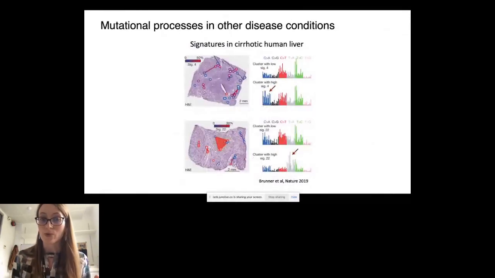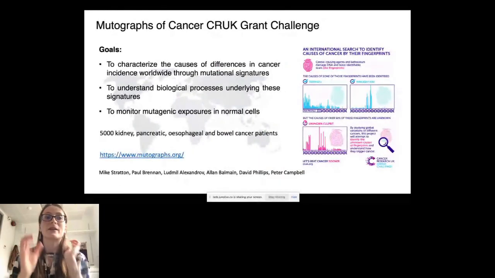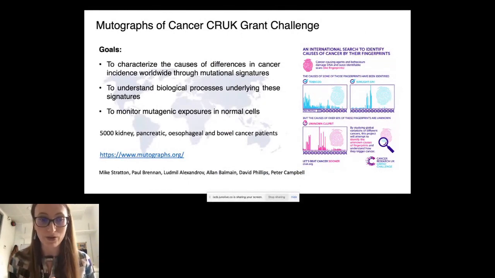We see mutational processes prevalent in other disease conditions such as cirrhosis, and here you can see spatial effects of mutational processes in different parts of the liver. So people are starting to study this. And there is the Mutographs effort that was funded by a CRUK Grand Challenge.